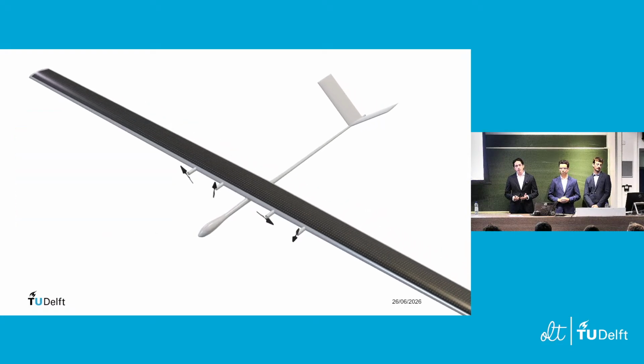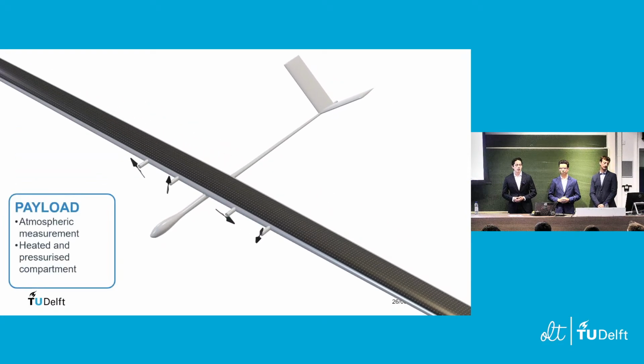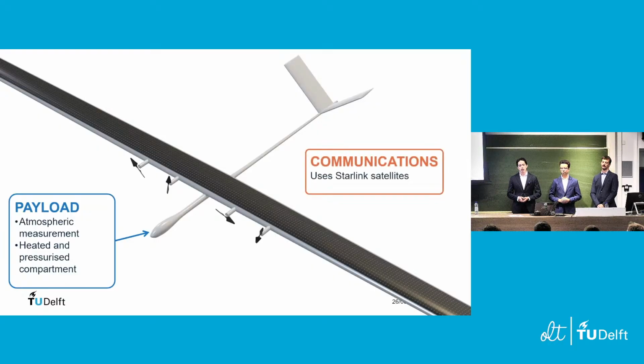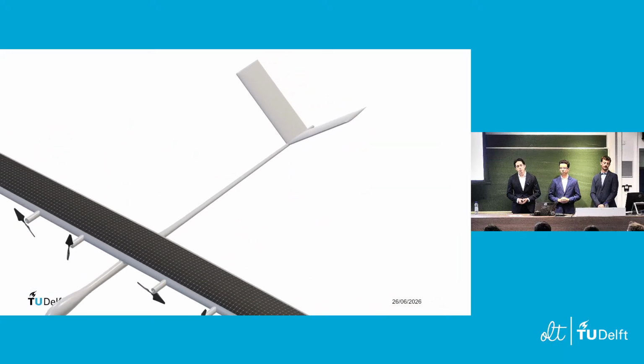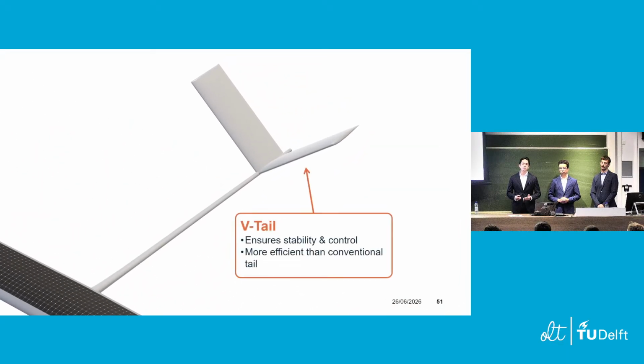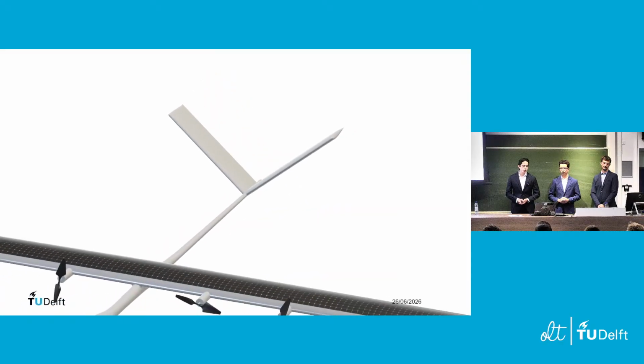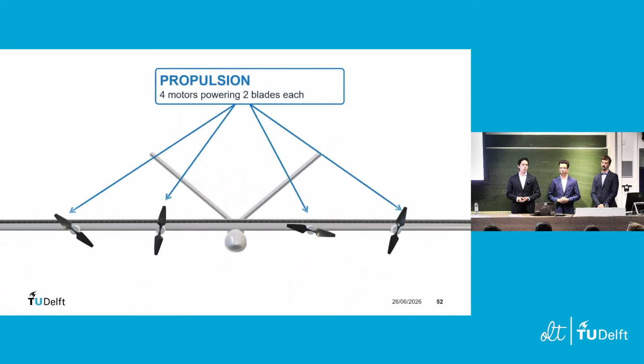Sora carries a scientific payload meant to do measurements in the atmosphere. Sensitive instruments are placed in a heated and pressurized compartment. Communications are handled via a Starlink terminal using low Earth orbit satellites. A V-tail ensures controllability and stability, with the added advantage that it's also more efficient than a conventional tail. Propulsion is covered by 4 electric motors, each powering a 2-bladed propeller.